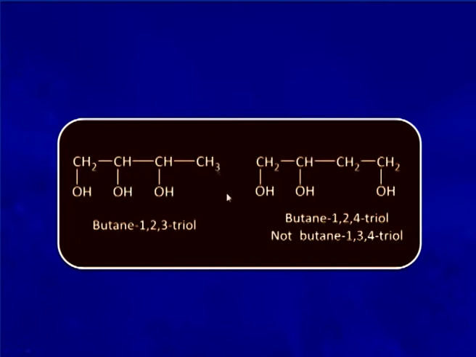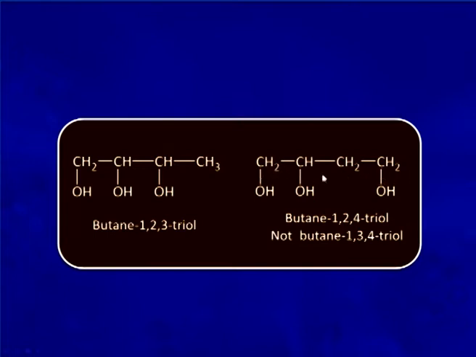In this case, again the main chain is comprised of 4 carbon atoms, but if you number it from this carbon, the 3 hydroxy groups are present at positions 1, 3 and 4. But if you number it from this carbon, this side of the molecule, the hydroxy groups have 1, 2 and 4 positions.